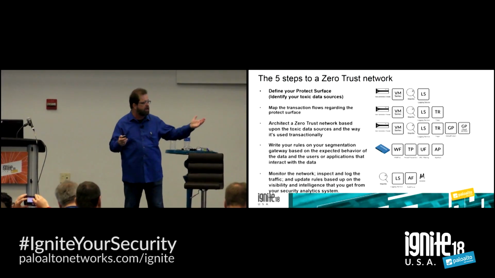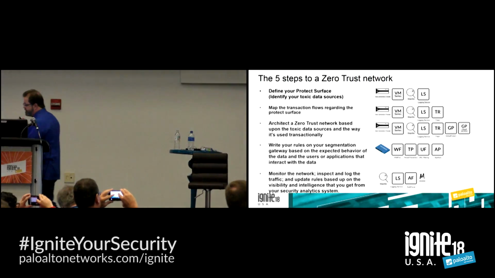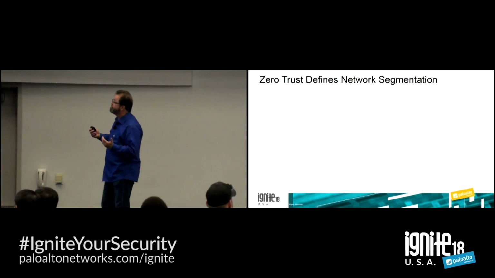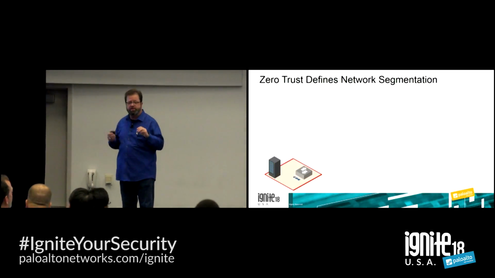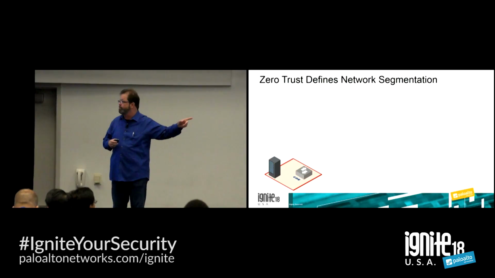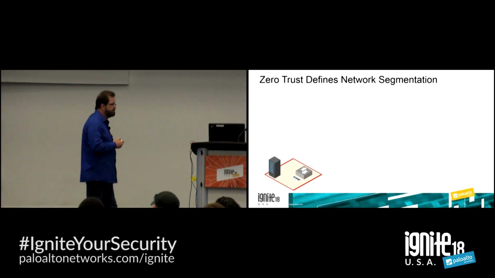And then we monitor that through Magnifier and then our cloud services, Evident and Aperture. So that's how we build them. Now, zero trust defines network segmentation. You see, we have to understand what we're protecting. This is the cardholder data environment of a PCI network.